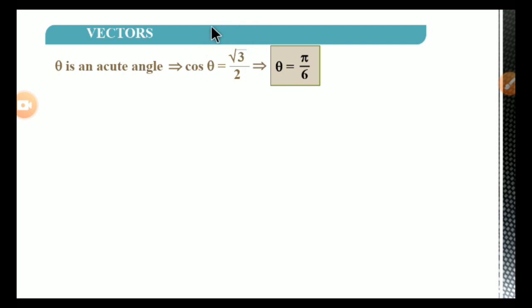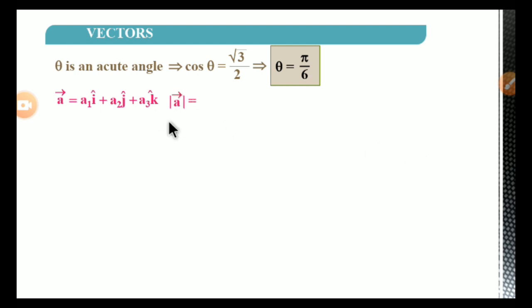Here we get the value of theta from the table of trigonometric values with the standard angles. So now we have the value of theta. Now we have to find the components of the vector A. Here vector A can be written as a1 i plus a2 j plus a3 k, where a1, a2, a3 are the components of the vector A. So now we have to find the values of a1, a2, a3.